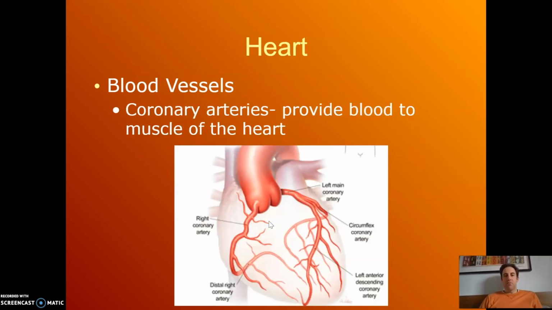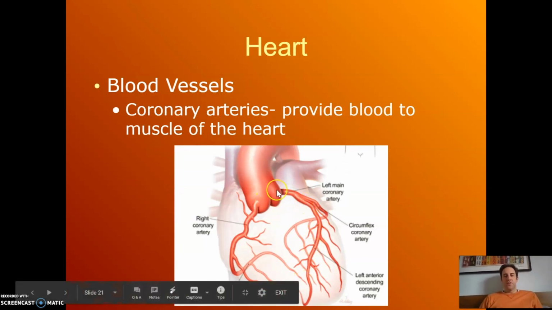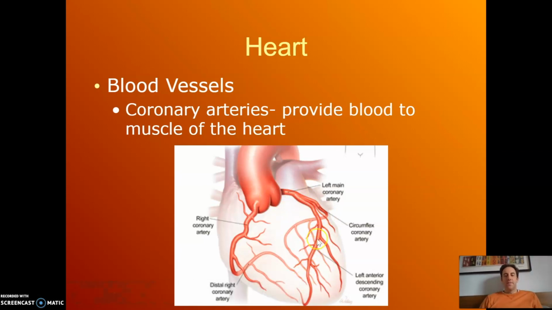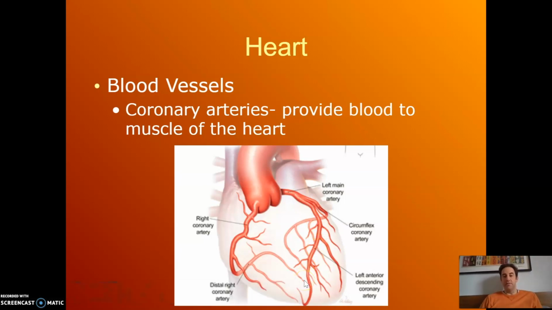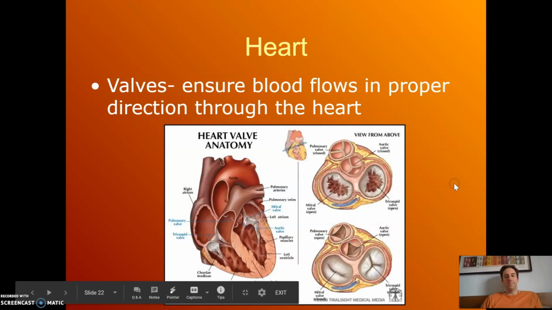One final thing I want to point out, you might notice that there's these blood vessels lining the surface of the heart. These are the coronary arteries. These are what nourish the heart itself. So we're going to talk more about this in the context of heart attacks. But these are very important because they are what give the heart muscles themselves oxygen and nutrients.